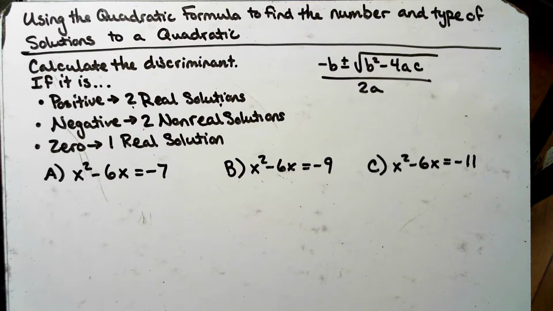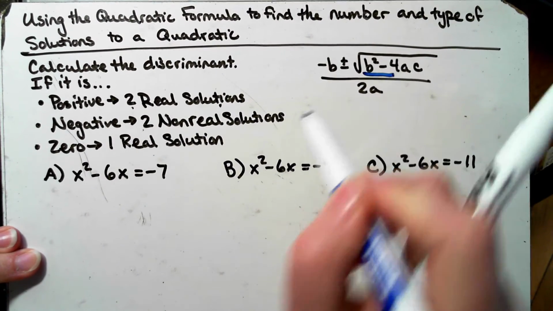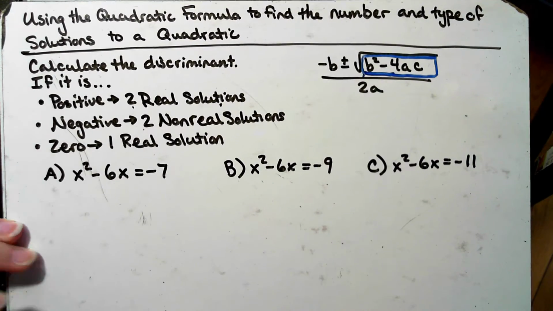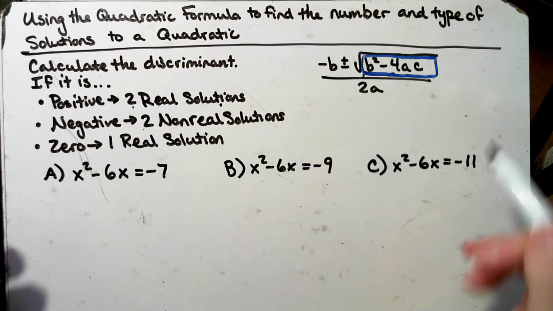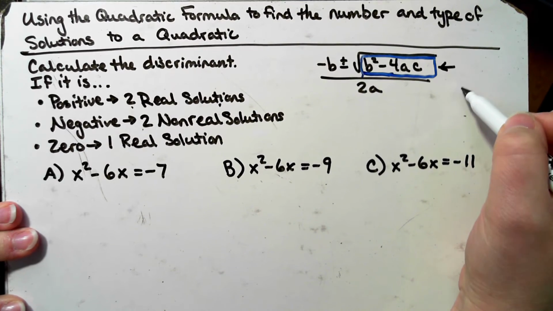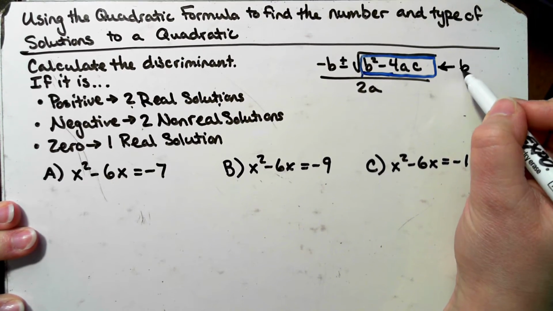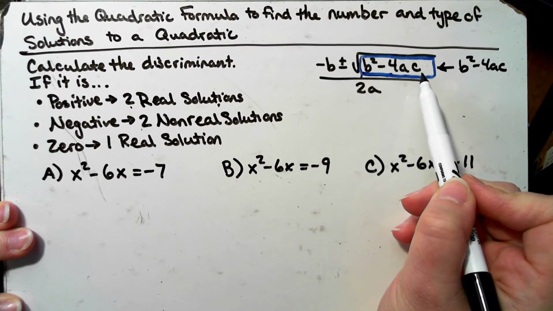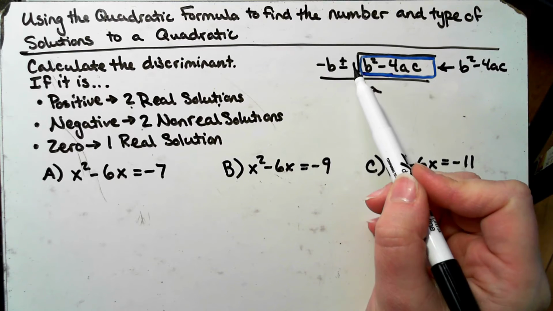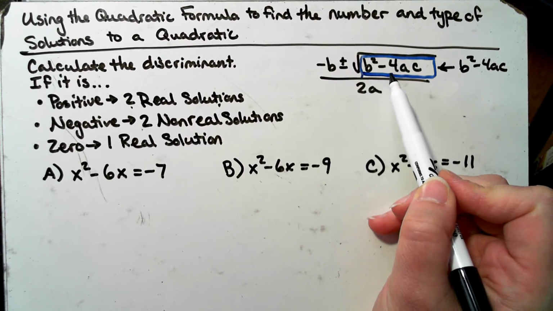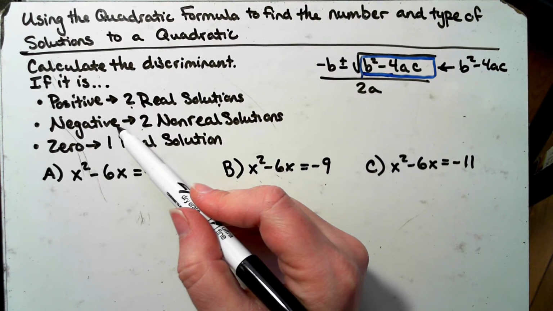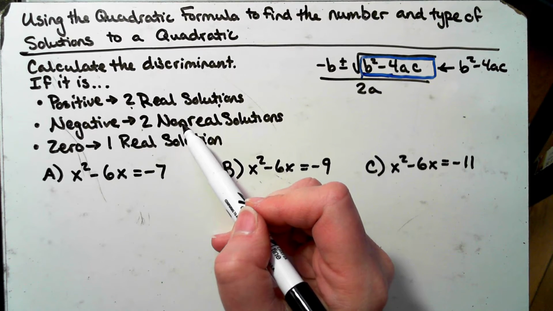It is the value inside the square root. And this value right here is what really determines how many solutions you have. So it's b squared minus 4ac is the discriminant. If this value turns into a negative, that means you have the square root of a negative number, which means you're going to have non-real answers. So negative produces non-real answers.